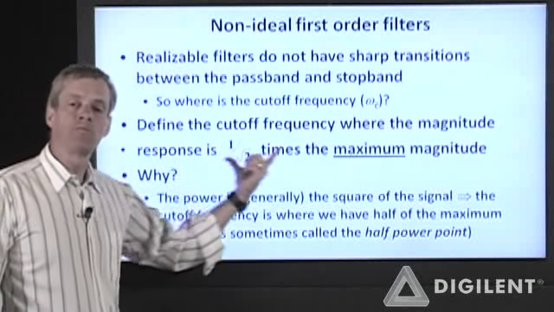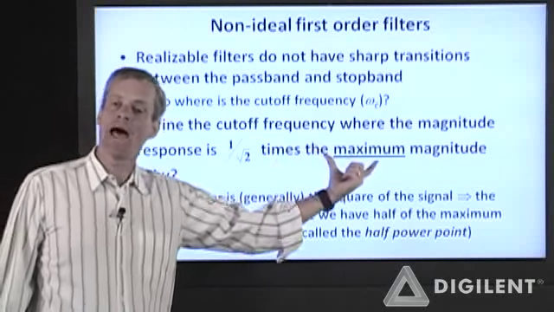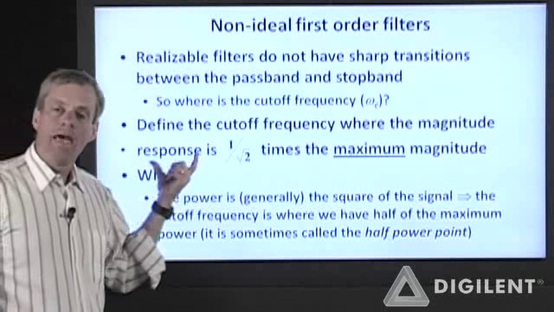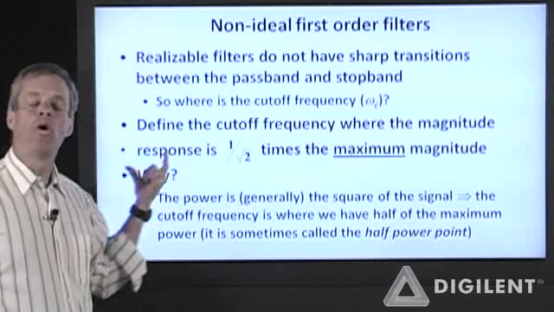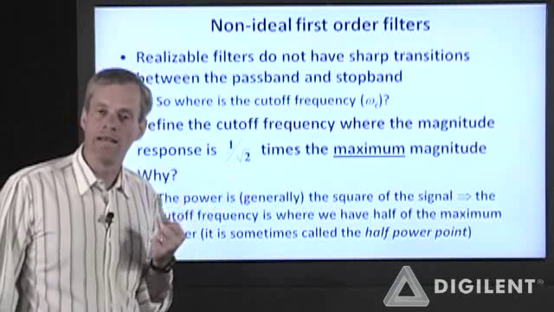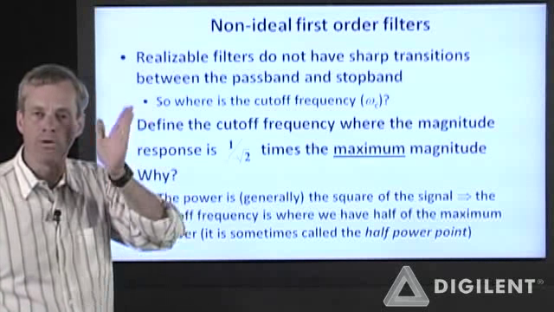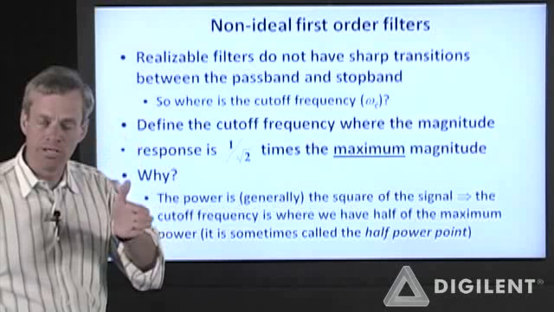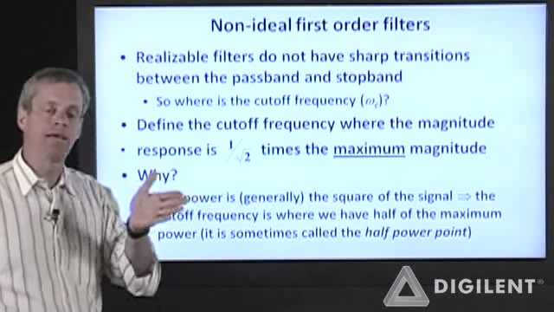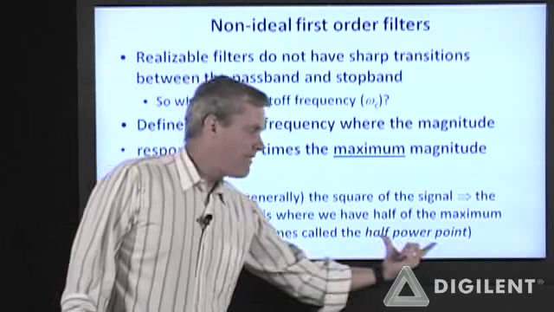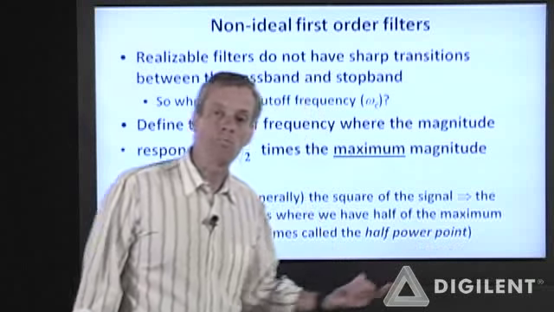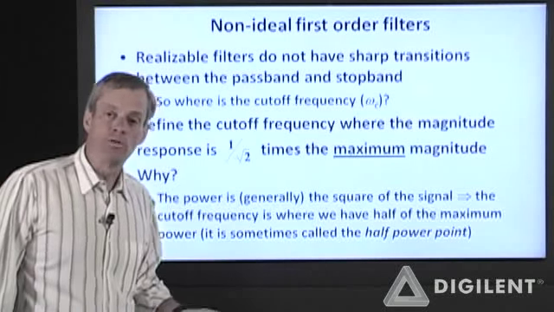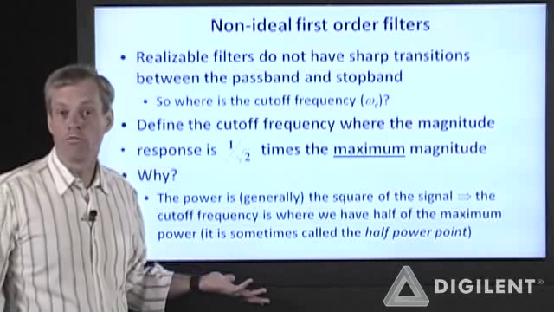So if you're looking in terms of power in versus power out, at this frequency, the power out at that frequency is 1/2 of the power that you're providing at that frequency. That's where people put the rather arbitrary dividing line between the stop band and the pass band. And in fact, sometimes you see the cutoff frequency referred to as the half power point or the half power frequency. Sometimes it's called the corner frequency.